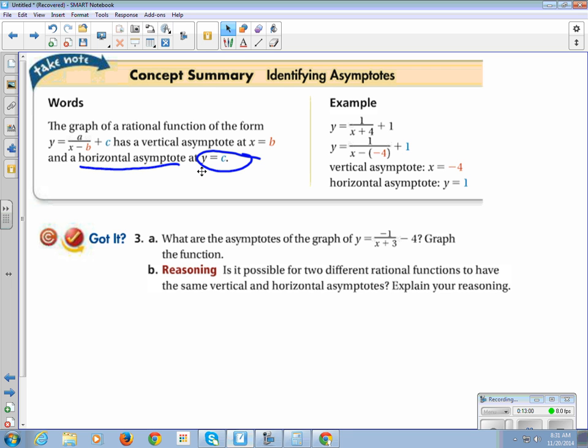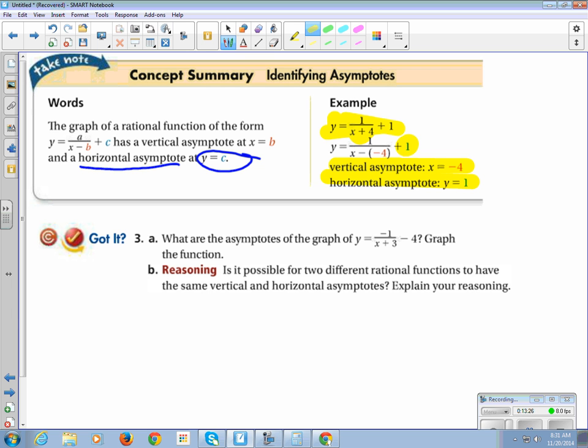So for example, let's highlight our example. Y equals 1 over x plus 4 plus 1. So you always want to take the opposite of what's next to our x. So our vertical asymptote is x equals -4, and our horizontal asymptote is y equals 1.